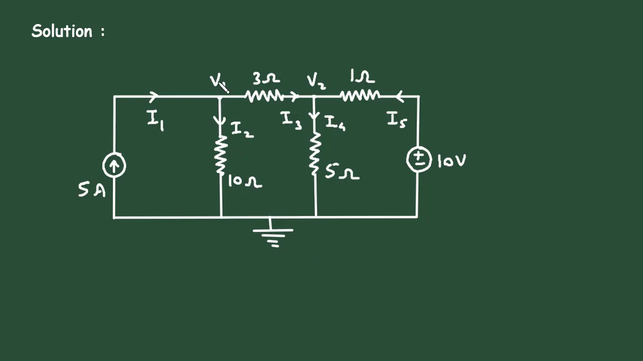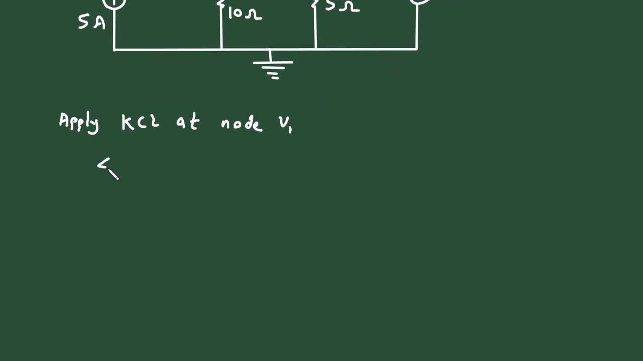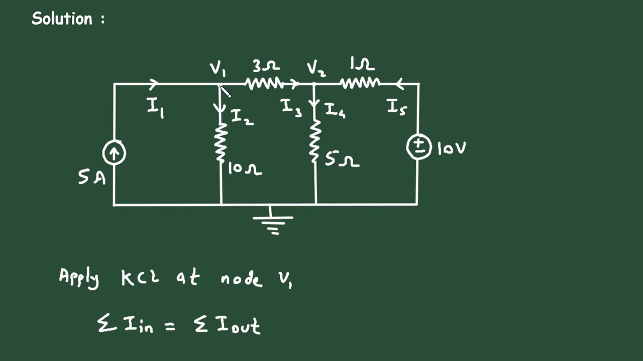Now let's apply KCL at node V1. KCL stands for Kirchhoff's current law. According to KCL, the summation of all the current entering a node is equal to the summation of all the current leaving the node. That is, I in is equal to I out. Here at this node the entering current is I1 and the leaving currents are I2 and I3.